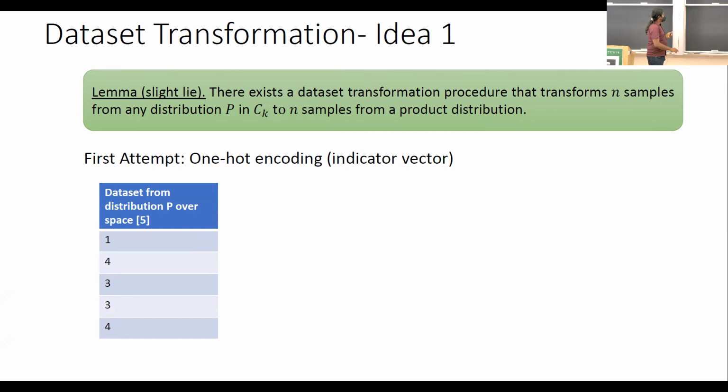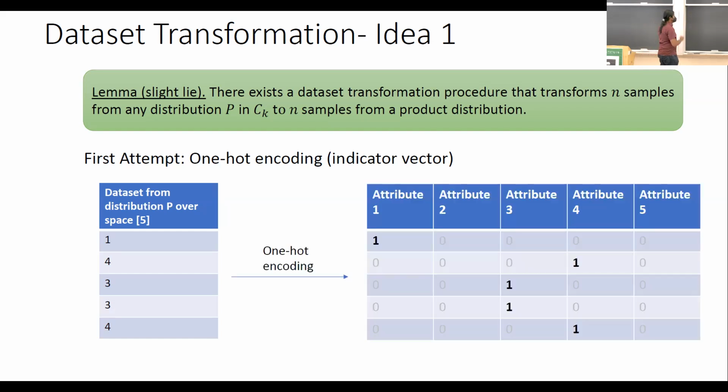So one-hot encoding just means take every data element and replace it with an indicator vector, which has a 1 in the attribute index of that element and zeros everywhere else. So for this data set, if you apply one-hot encoding, it looks something like this. So the first element is a 1, so you put a 1 in attribute 1 and zeros everywhere else. The second element is a 4, so you put a 1 in attribute 4 and zeros everywhere else, and you just do this for the entire data set. Really simple. So at least syntactically, this looks like 5 binary attributes.